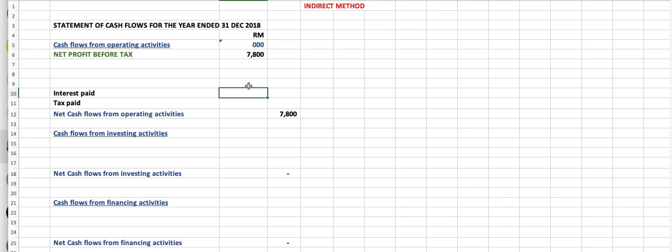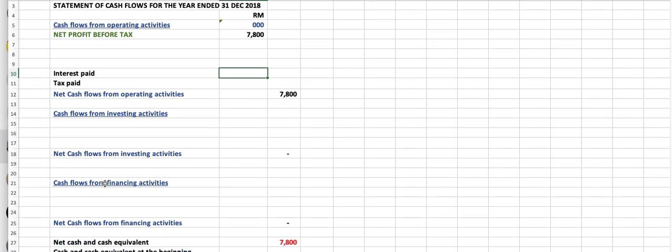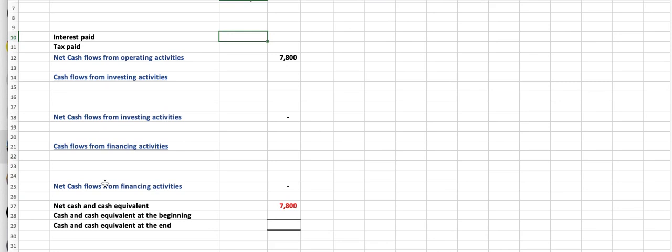Alright, seterusnya dia kata dividend of 2.35 was paid during the year. Dividend paid, that mean dividend ni adalah dividend paid to the shareholder. So of course shareholder is share capital is financing. So dividend paid would be under financing lah. So dividend paid is 2350.